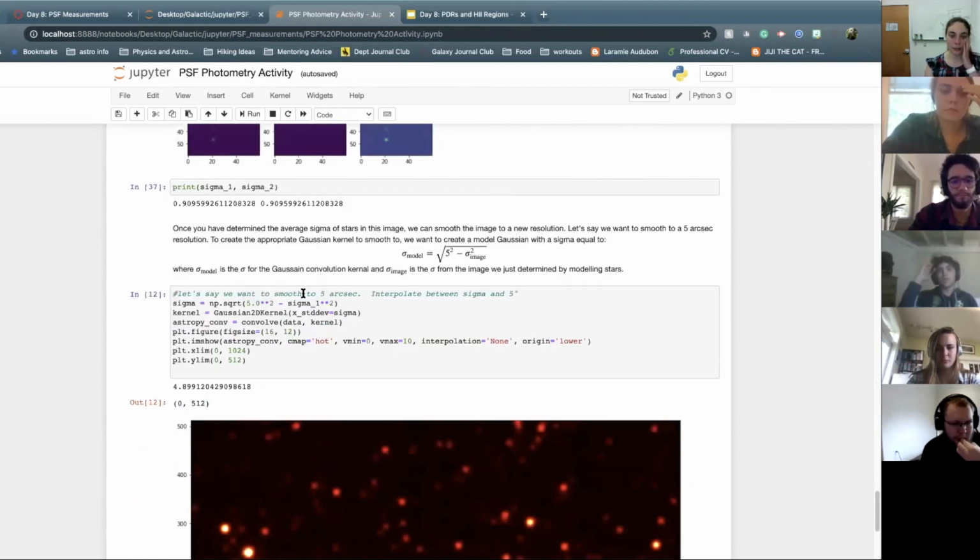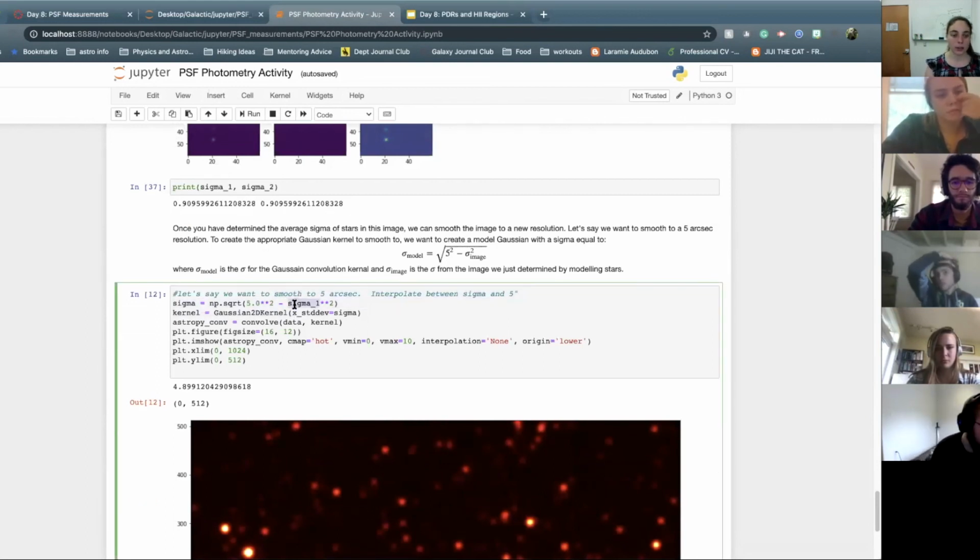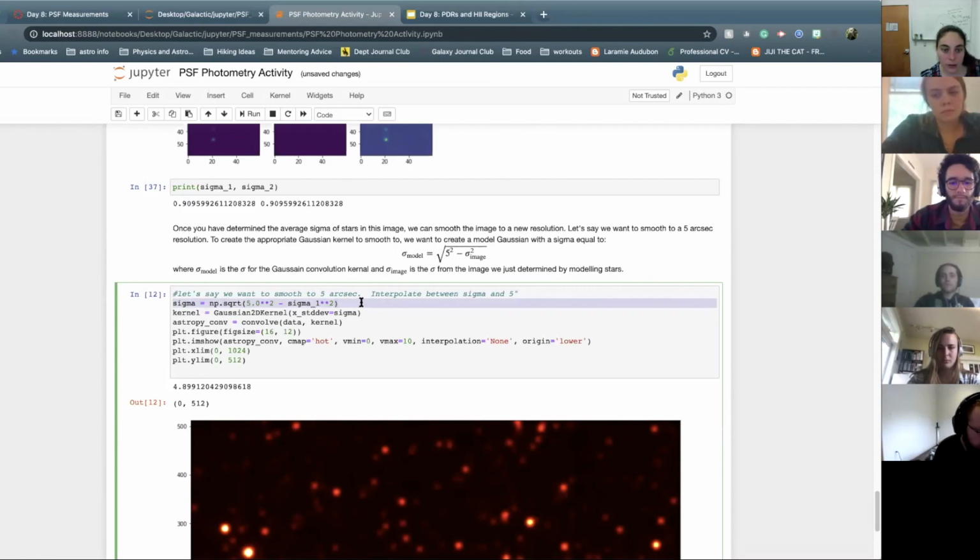Once you find another sigma value, you can get an average of those two, and you can use that to smooth. This is the code to smooth. We want to make a new smoothing sigma, which is going to be the square root of the difference of the squares. So we're going to smooth to 5 arc seconds. You're going to figure out what this is by taking what I found in that first one and getting an average with another sigma value.